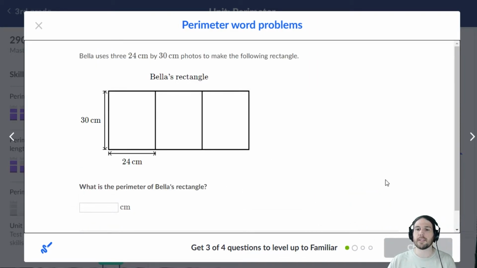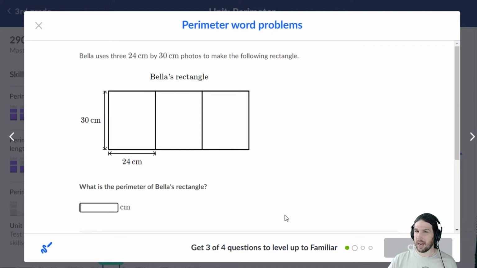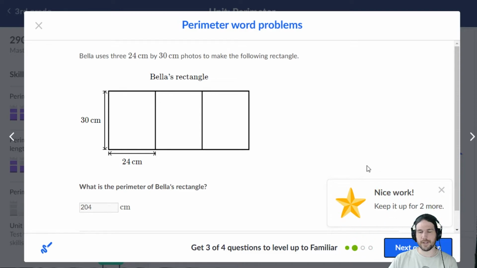Bella's rectangle. So Bella uses 24 by 30 centimeter. So it's going to be 24 times 1, 2, 3, 4, 5, 6. Yeah? Ooh, here we go. 24 times 6. Well, 20 times 6 is 120. 4 times 6 is 24, so that's 144. And then 30 is 174. And then 30 over here is 204. I'm 95% confident in that.